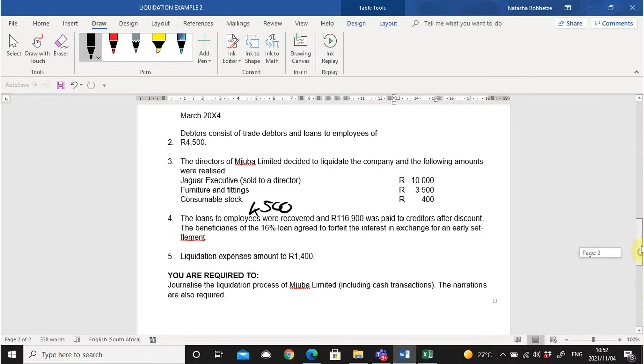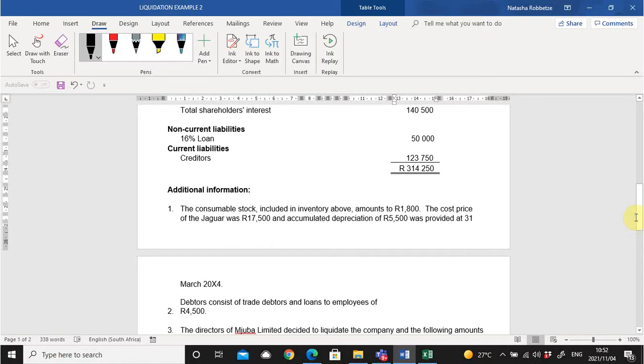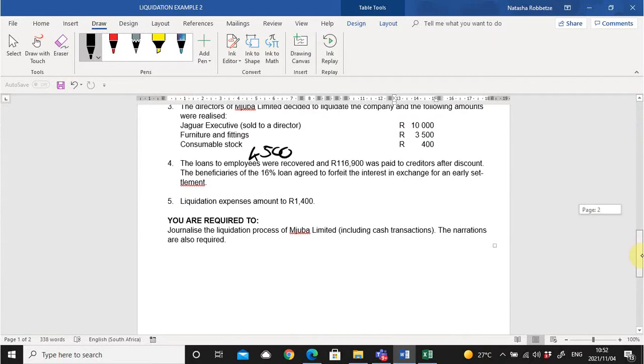So we actually owed them, I think, 123 something. The creditors, we owed 123,750, but they accepted a payment of 116,900. And then the 16% long-term loan, which is the non-current liability, was paid off for early settlement. They did not have to pay interest there. The liquidation expenses, 1,400 Rand. Then they say journalize the liquidation process for M Limited, including the cash transactions, and narrations are required.